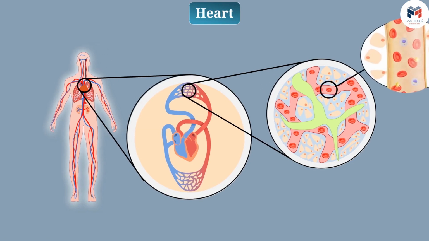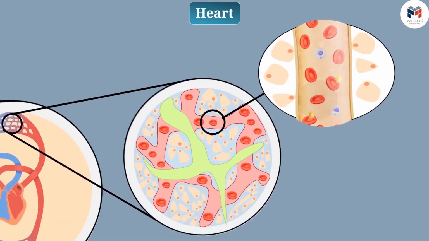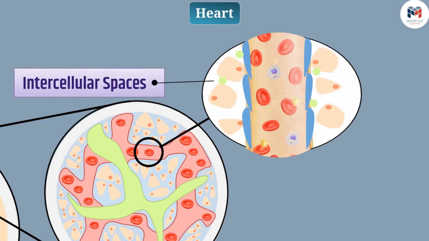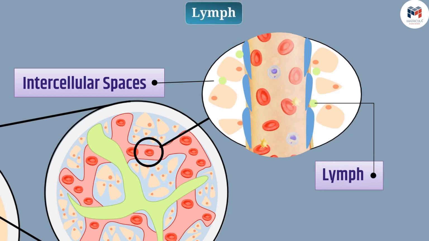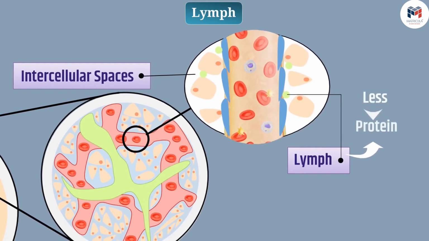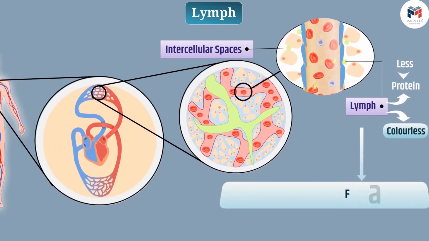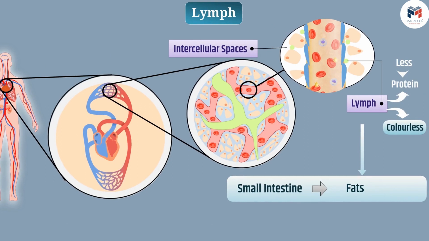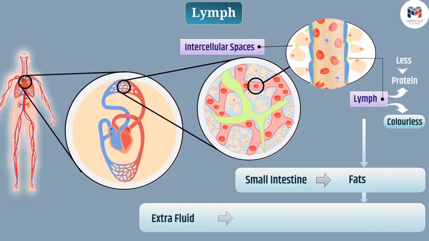Lymph. Sometimes plasma, proteins, and cells present in the blood migrate from the pores of the capillary wall into the intracellular spaces of the tissue. Collectively, the fluid is called lymph. Lymph is similar to plasma, but it has less protein content and is colorless. Lymph carries the fat that is digested and absorbed by the small intestine and carries the extra fluid from the extracellular space into the blood.